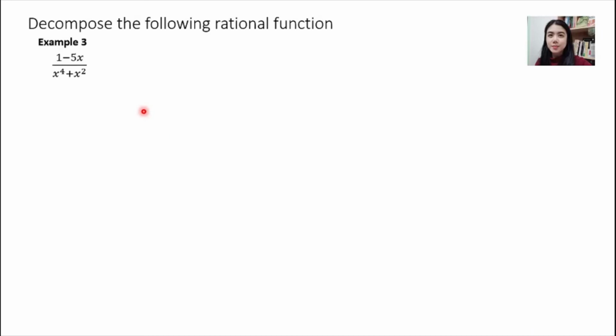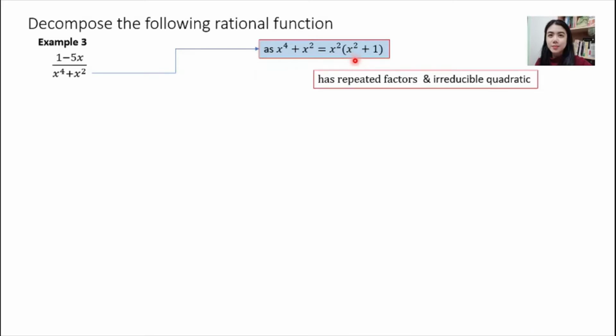Okay, at example 3, we have the denominator that is x power 4 plus x squared. So this one you can factor into x squared multiplied with x squared plus 1. In this case, actually, you have things that are repeated factors and irreducible quadratic.